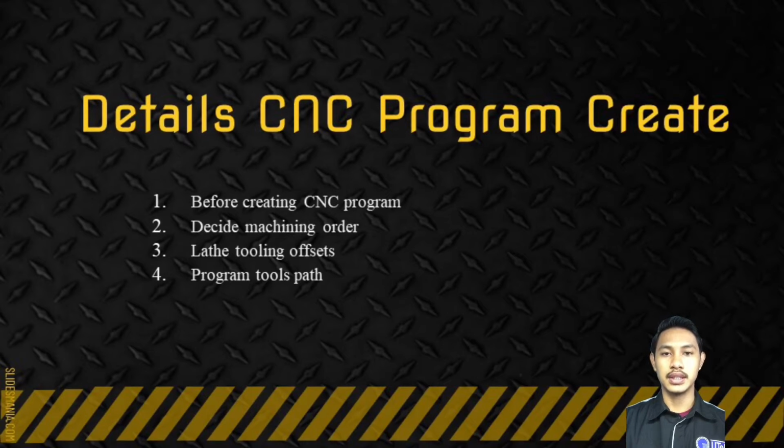Second is to decide the machining order. First, we need to know the step number, and then the operation description. Then we need to know the cutting tool name, roughing or finishing tool, and then the cutting tool station number. The cutting tool station number is to avoid using the wrong cutting tool. Next is spindle speed setting. Make sure the finishing spindle speed is more than the roughing speed. And the last one, we need to determine the feed rate.